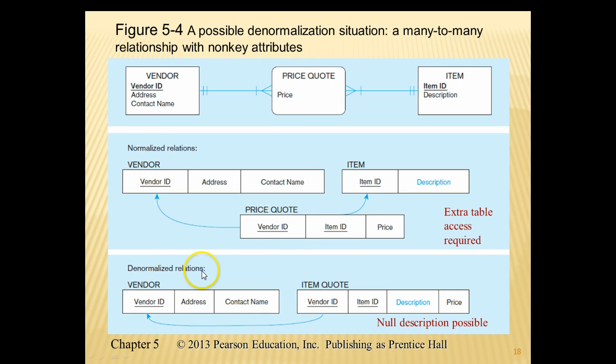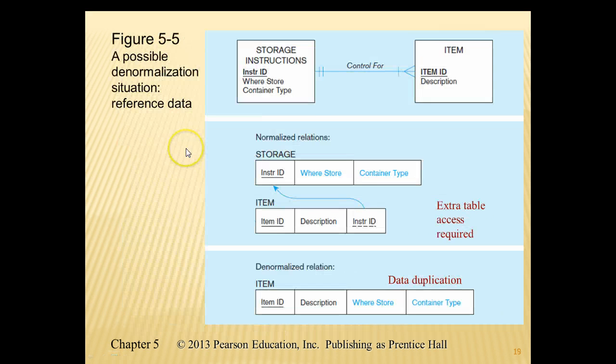So in the denormalized relations, we took these three relations, and we have vendor ID as the primary key for vendor, so that doesn't change. We've taken the price quote and item and created a new relation called item quote, and again it has the vendor ID and item ID as the composite primary key, and then it has description and price. So again, that takes those three entities and puts them back together with the anticipation of some improved performance.